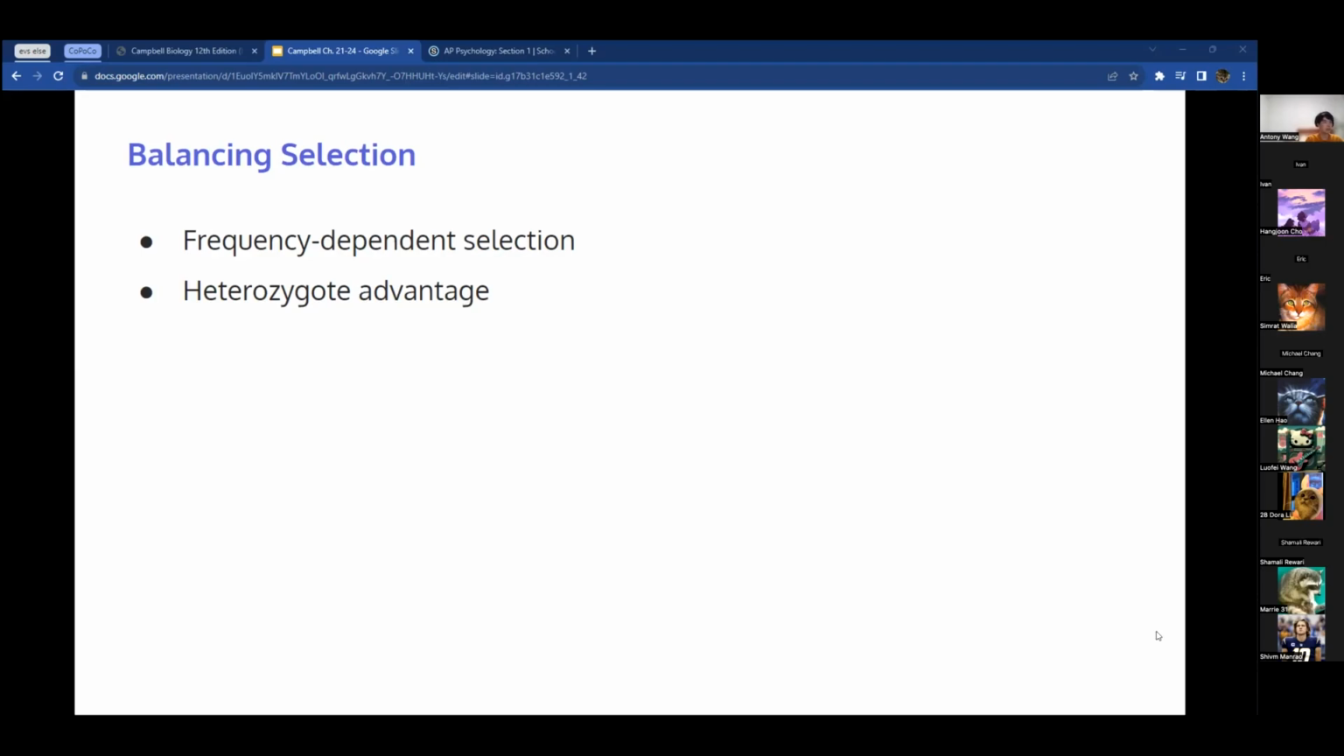And frequency dependent selection. Oh, this one's really cool. So this is basically that the fitness of an allele is dependent on how common it is in the population. Campbell gives a really cool example of a species of fish, where there's a predatory fish and a prey fish.